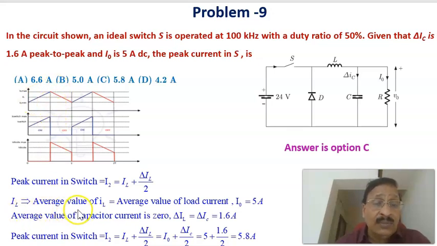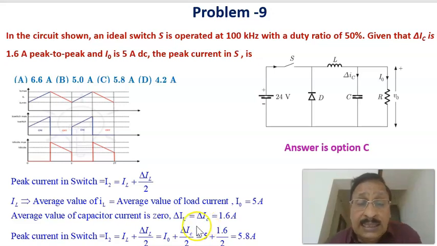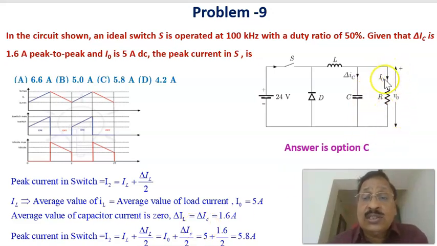Therefore, IL is the average value of the inductor current, which is the same as the average value of the load current, because the average value of the capacitor current equals 0. As per the current-second balance, the average current through the capacitor equals 0, so the average current through the inductor is the same as the average load current. Now delta IL is the same as the change in capacitor current, because we are assuming a constant output current. Delta IL is the same as delta IC, that is given in the problem as 1.6 amperes.